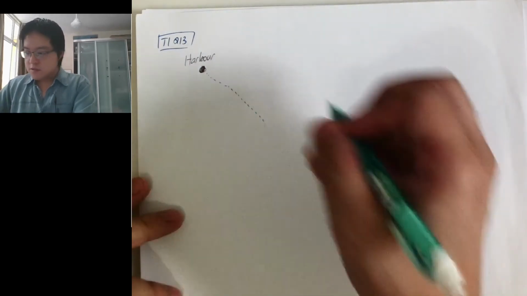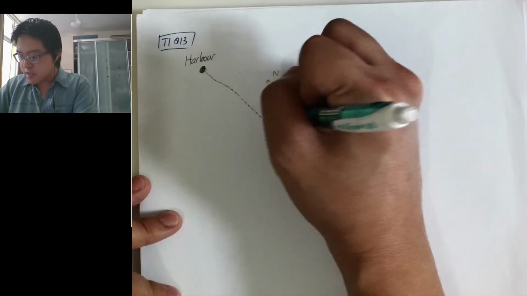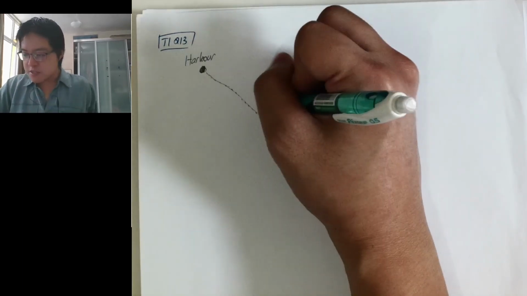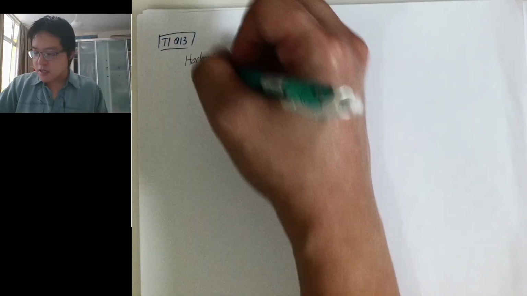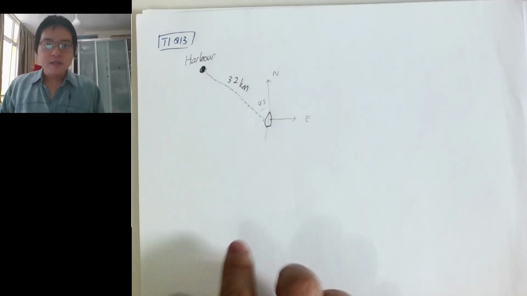Okay, so northwest means this is a 45-degree line. This is purely north. My ship is initially here. So north, south, east, west. My ship is initially here, this is 45, and initially it is 32 kilometers away. So this is the initial setup.